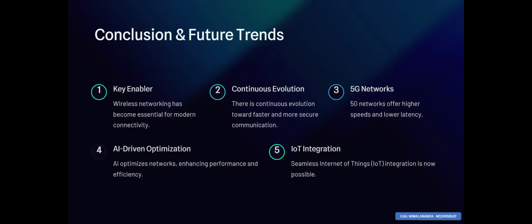So, despite remarkable progress, challenges remain, mainly managing network congestion and ensuring security. As we continue to depend more heavily on wireless technologies, addressing these challenges will be crucial for building resilient, high-performance networks. Thank you for your attention.